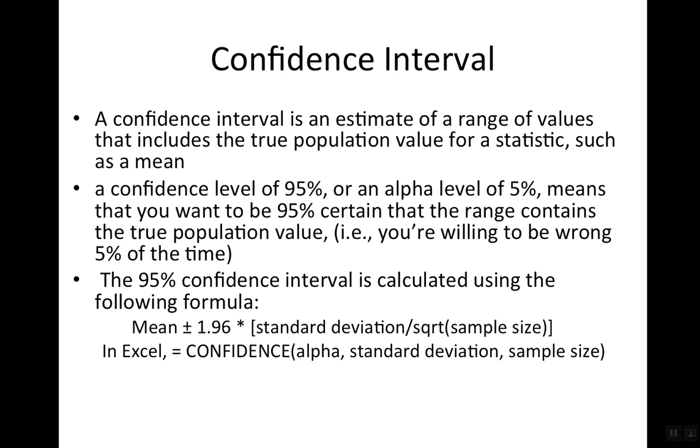You can calculate a confidence interval in Excel by using the formula shown at the bottom of the slide, and here you'll be able to specify the alpha value. That's the 0.05 or something like that, which says the chance of the true mean being outside the confidence interval. You'll also put in the standard deviation and the sample size to make the calculation.